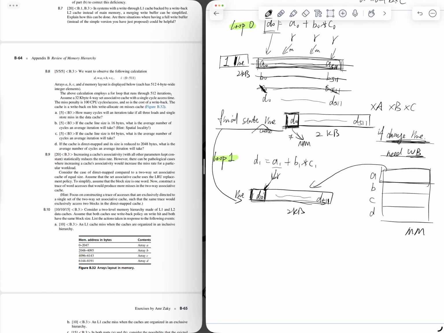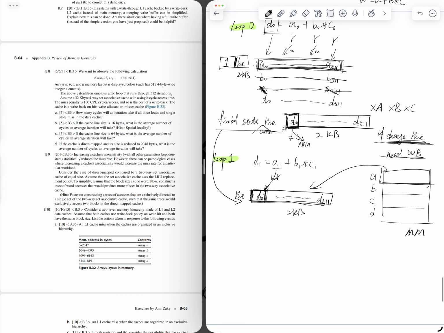So D0 needs to be written back. Remember, if we change the line, the data needs to be written back because we are modifying it. It is different from the main memory. So we need to firstly, let me say, the action is read A or load A.